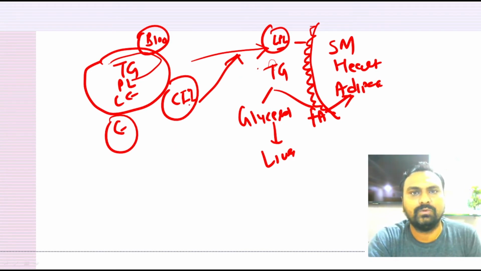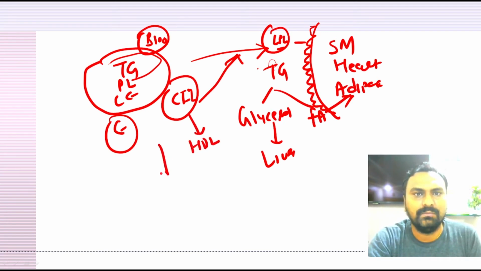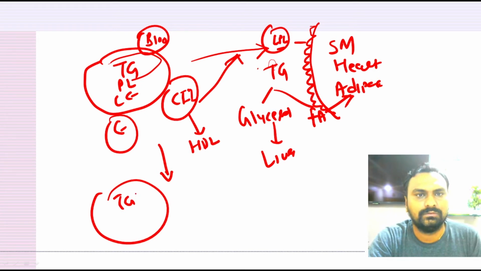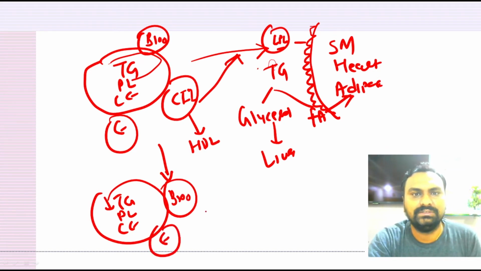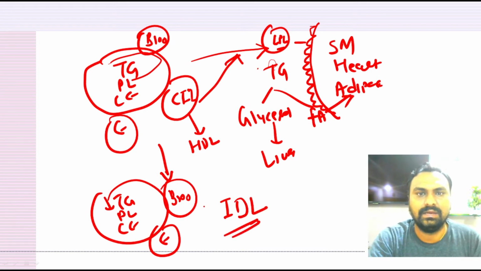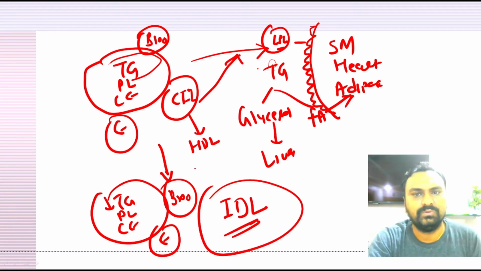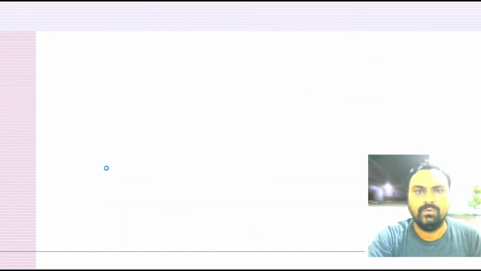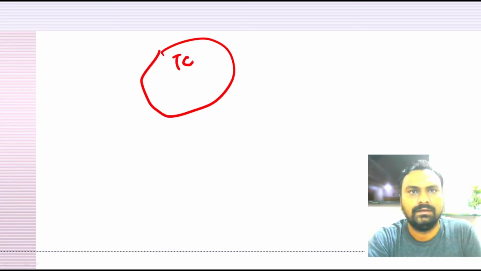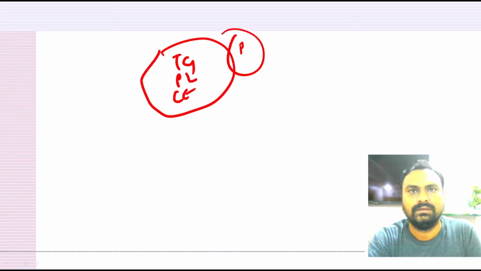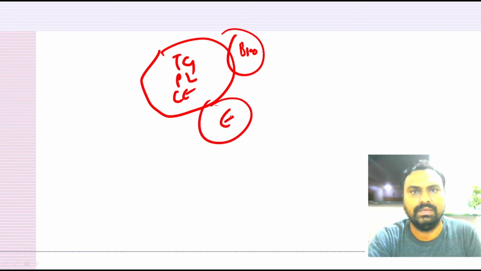Once the function is over, once triglyceride is broken down to the smaller molecules, then this ApoC2 will go back to the HDL. So the remaining portion, the smaller amount of triglyceride, phospholipid, cholesterol along with the ApoB100 and ApoE, this structure is called IDL, intermediate density lipoprotein, which has less triglyceride than the VLDL, and ApoC2 will not be there. Now this IDL has ApoB100 and ApoE.